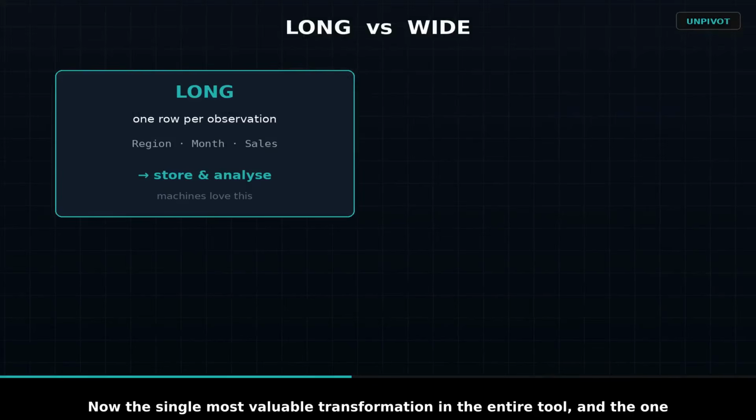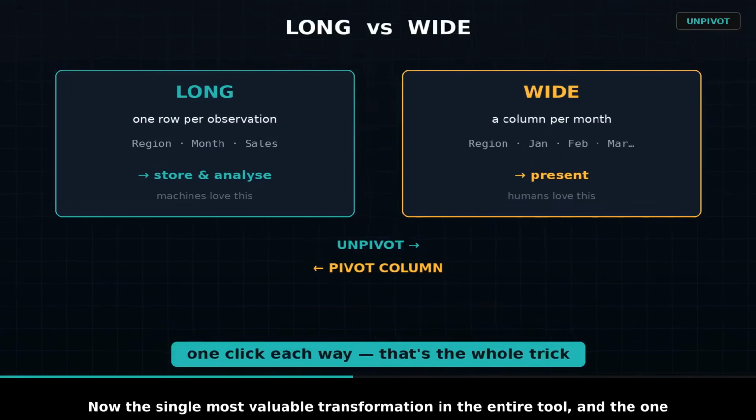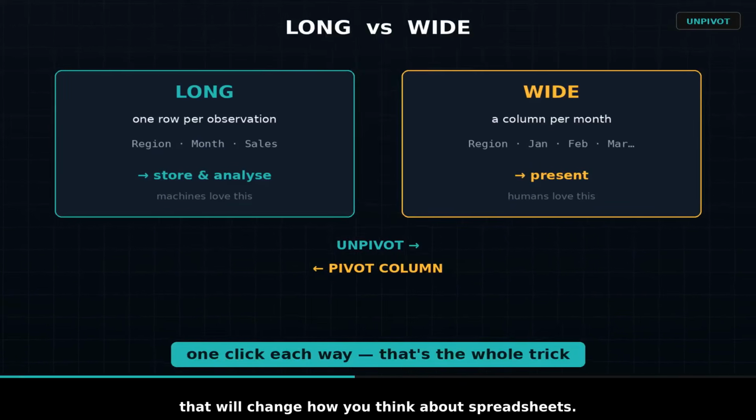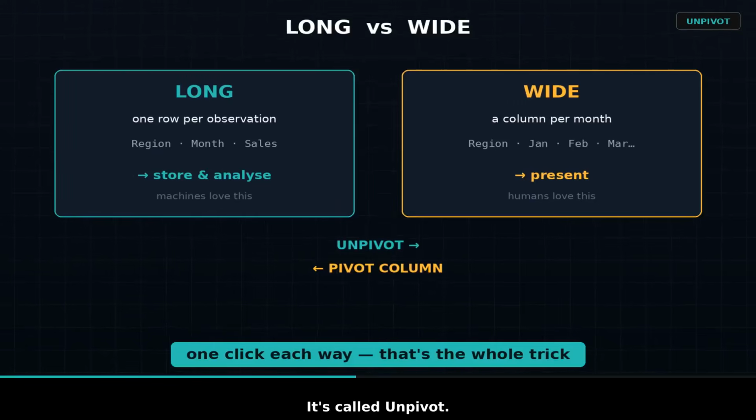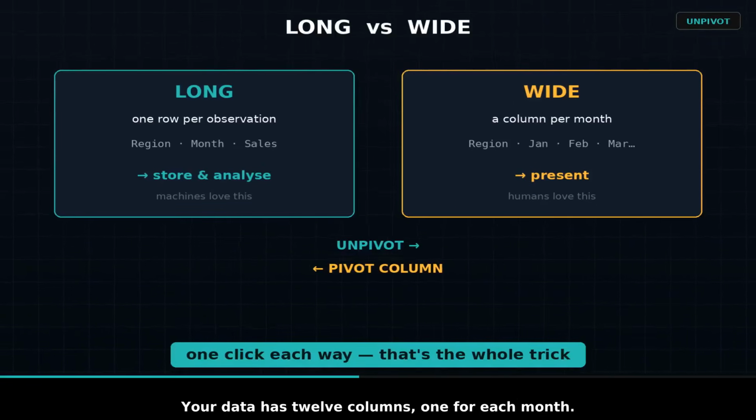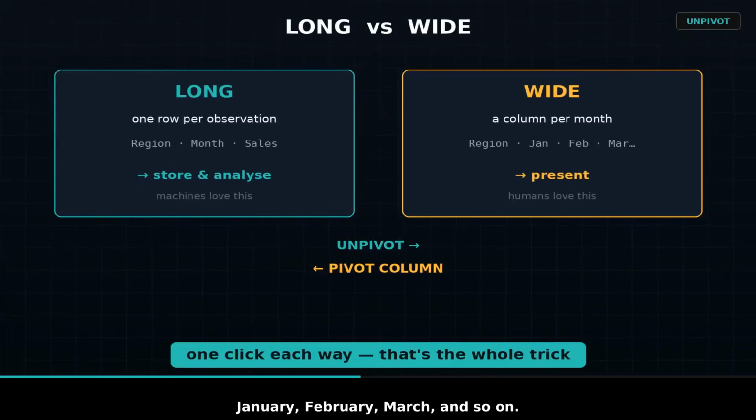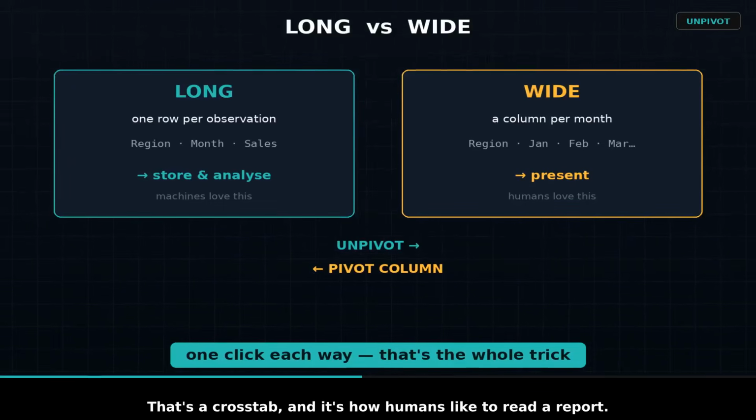Now the single most valuable transformation in the entire tool, and the one that will change how you think about spreadsheets. It's called Unpivot. Here's the problem it solves. Your data has 12 columns, one for each month. January, February, March, and so on. That's a crosstab, and it's how humans like to read a report.